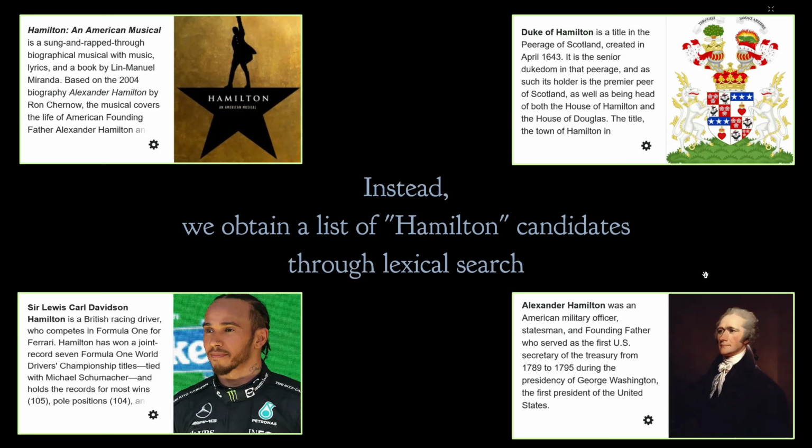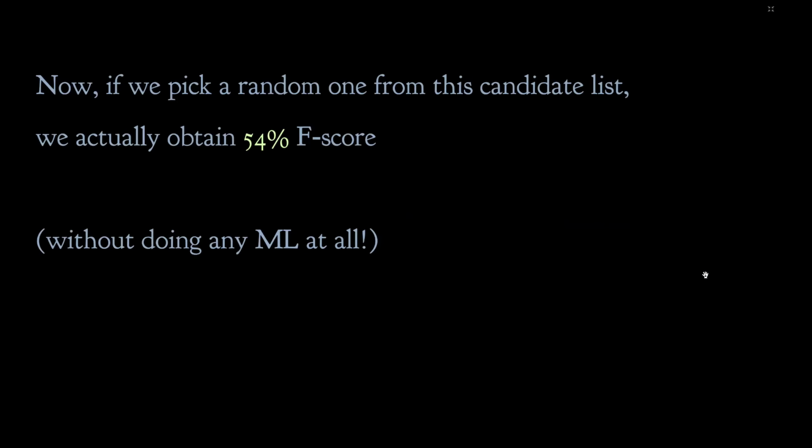So we can just collect all of these candidates once we see this string Hamilton, and then try and find the best one out of these. This is, of course, a much more clever thing to do, even though we might miss some candidates, but we can still see how well this particular baseline would do. So suppose that we would do this lexical search and then pick a random one from that candidate list, then we would already obtain 55% in F-score. So this is better than our 0%. It's a much better lower baseline.